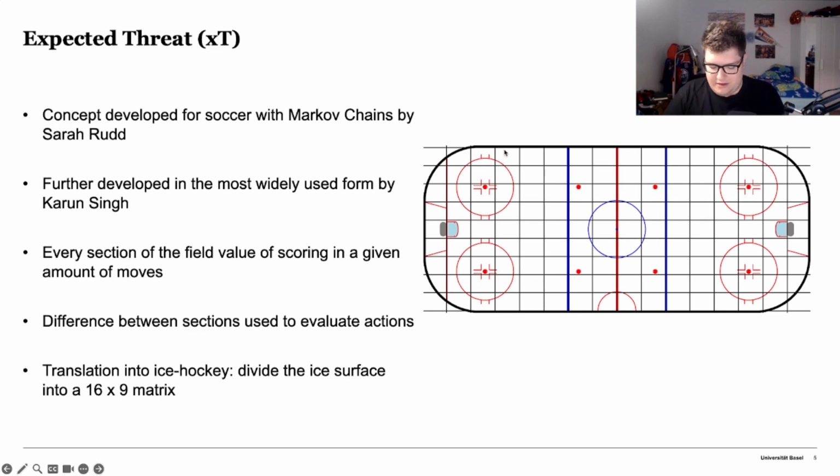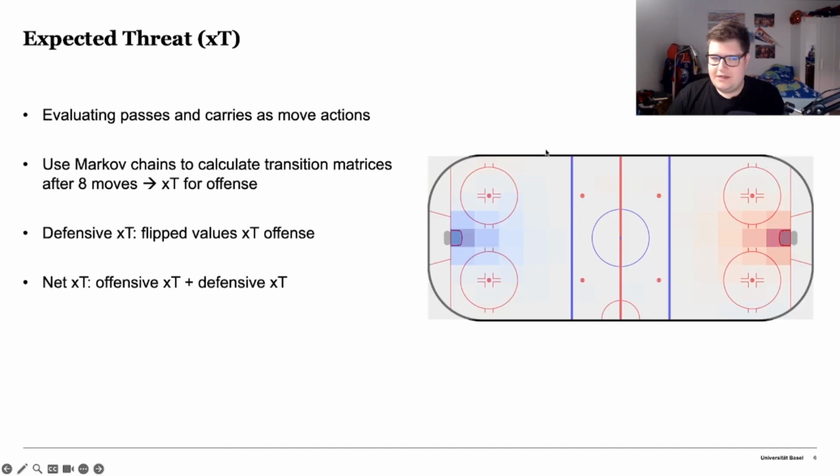The idea is to add a value to every section of the field, and that value is the probability of scoring from that position in a given set of moves. The difference of sections from the beginning point and the end point of an action is the value added by that action. To translate that into hockey, I divided the ice surface into a 16:9 matrix that you can see on the screen, and I used passes and carries as the moving actions evaluated.